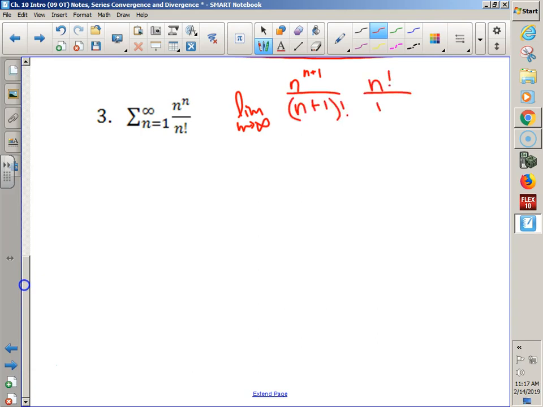Did you do n to the n plus 1 all over n plus 1 factorial times n factorial all over n to the n? Did you rewrite this? Now, just in case a few of you still don't know factorials, you always just go 1 up. So you go from n to n plus 1 to get n plus 1 factorial.